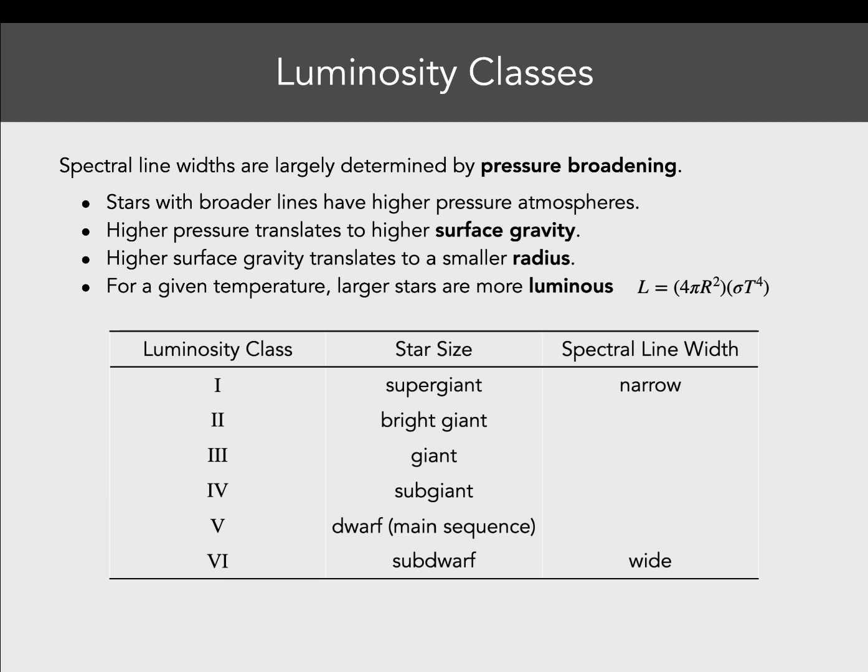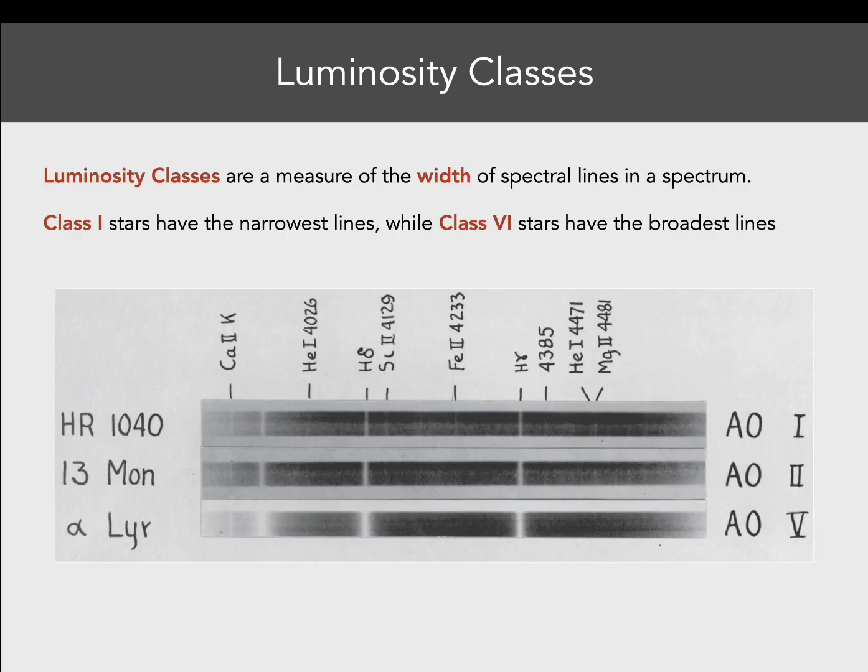Luminosity class 2 stars are called bright giants, 3 giants, 4 subgiants, and then luminosity class 5 stars are called dwarf or main sequence stars. So our sun is an example of a luminosity class 5 star. And we'll talk more about this later in the class. Class 6 are called subdwarfs, and they again have the widest spectral lines.